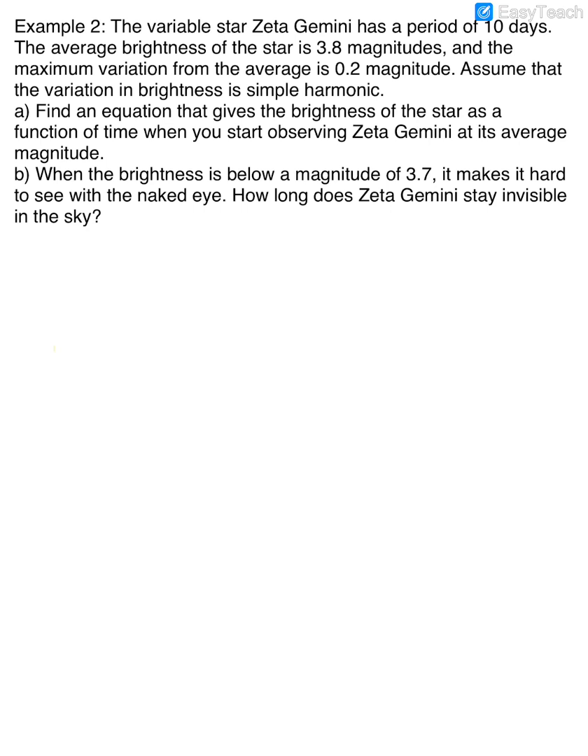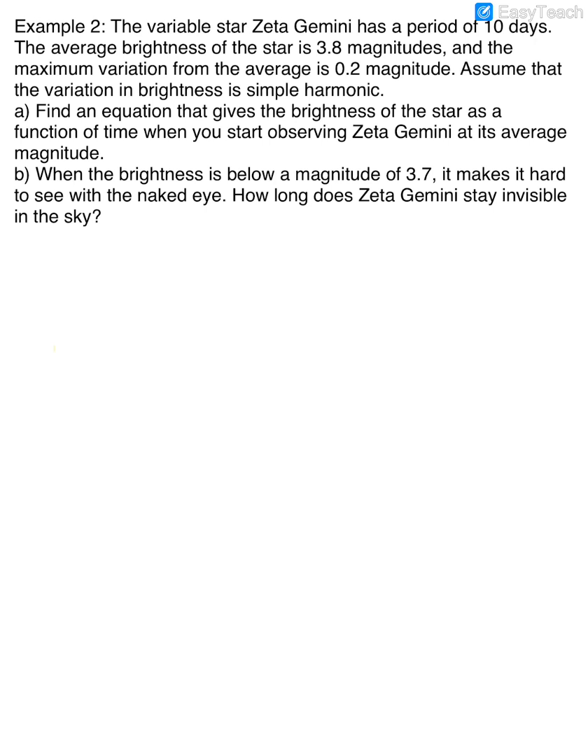So here, for example 2, the variable star Zeta Gemini has a period of 10 days. The average brightness of the star is 3.8 magnitudes, and the maximum variation from the average is 0.2 magnitude. Assume that the variation in brightness is simple harmonic, meaning it follows our simple harmonic motion. We want to find an equation that gives the brightness of the star as a function of time when you start observing Zeta Gemini at its average magnitude.